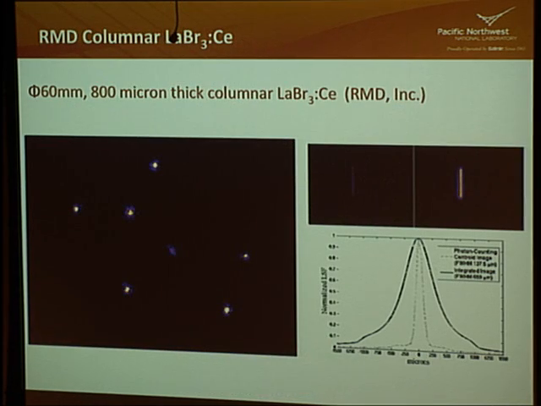We have collaborations with a group called Radiation Monitoring Devices that, in addition to cesium iodide, which was a previous detector, is also investigating other types of scintillators that have different properties. In this case, this is a lanthanum bromide. Again, each flash you see is a single gamma ray interaction.